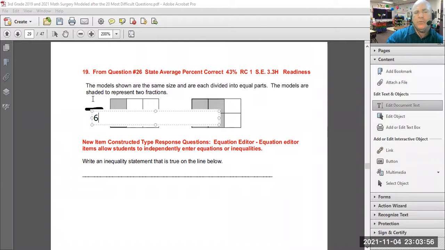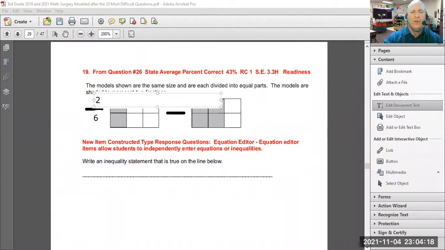Now, which parts of those 6 are shaded like it says in the problem there? Let's count that. 1, 2. 2 out of 3, 4, 5, 6. So I will type a 2 in the numerator. 2 out of 6. Okay. So 2 out of 6 is that first model. Let's look at the second model.